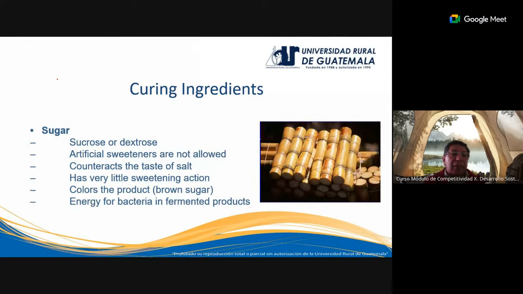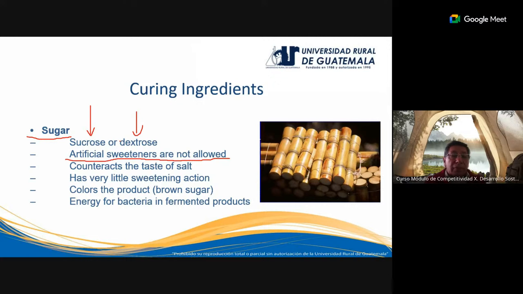The other ingredient that we can use is sugar. And there are two types of sugar, sucrose or dextrose. But be careful with this, because artificial sweeteners are not allowed. We cannot use artificial sweeteners to preserve meat.